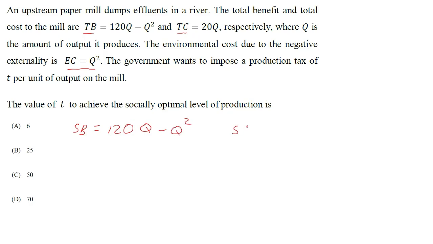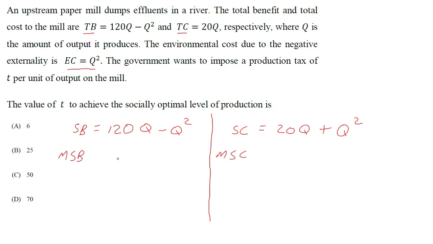The social cost is going to be the total cost that we have here, which is 20q plus, what we have here is the private cost, and what we have here is the external cost. Adding them together will give us social cost. So it will be 20q plus q square. Now that we have both of these in place, the next step is to find the marginal social benefit and the marginal social cost.